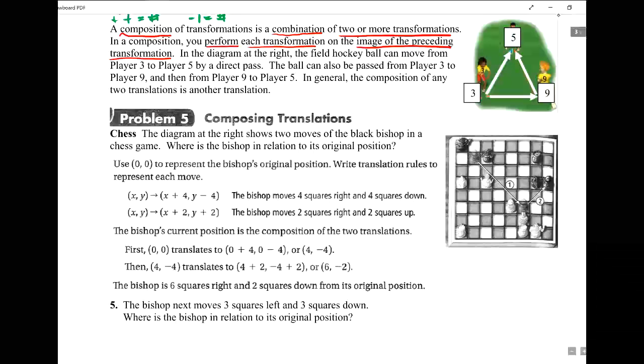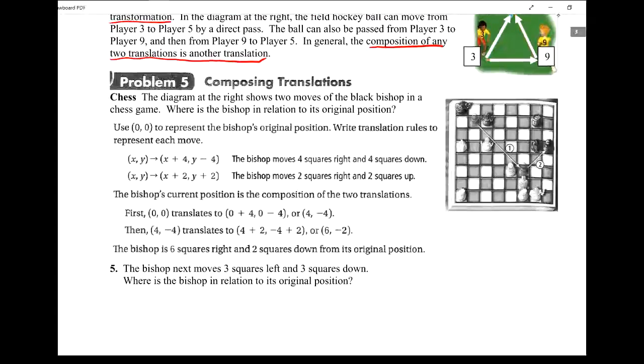Okay? In field hockey, over here in our diagram, the ball can move from player 3 to player 5 by a direct pass, or you can go from player 3 to player 9 and then to player 5. So we end up in the same place, but we use different transformations. In general, the composition of any 2 translations is simply another translation.